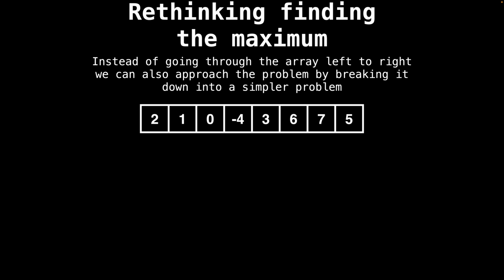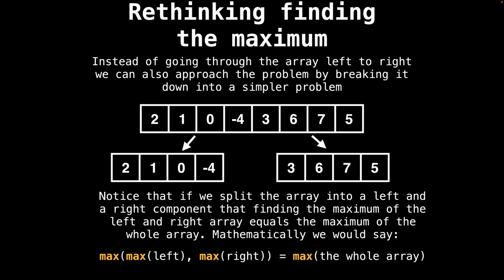Let's rethink how we can solve finding the maximum element in a list. Instead of going through the array left to right like we did previously, we're going to be breaking this problem down into smaller and simpler subproblems. Recall that our original goal is to find the maximum number in a list. Notice that if we split the array into a left and a right component, the maximum of the left and the right array equals the maximum of the whole array. This is important to note because it means that splitting up the array to find the maximum will not change the value of the true maximum of the whole array.